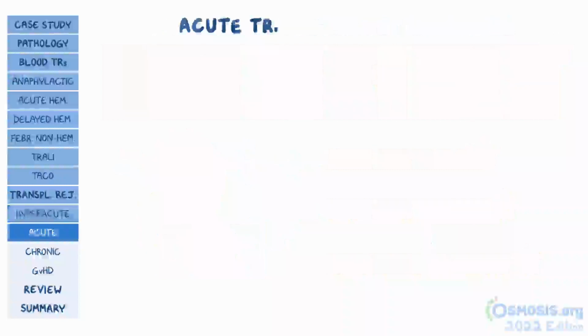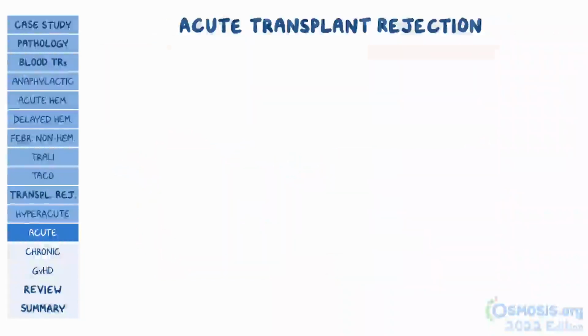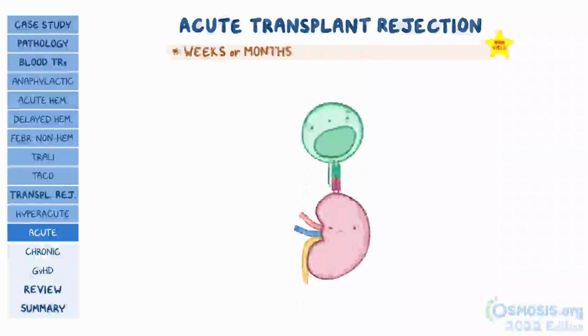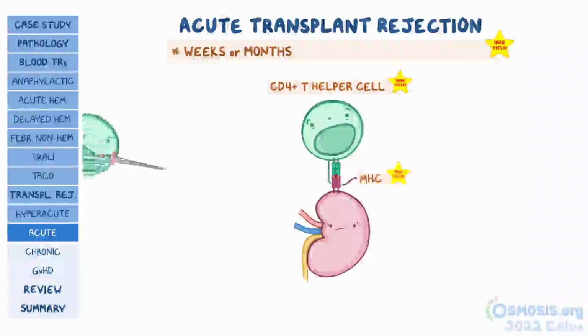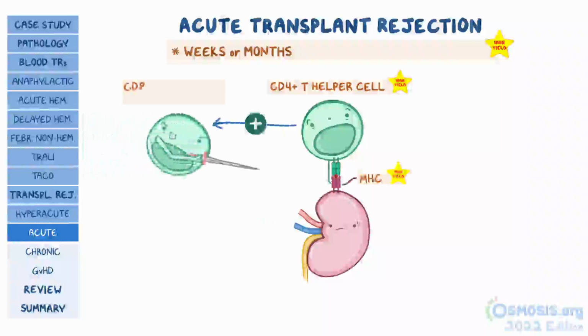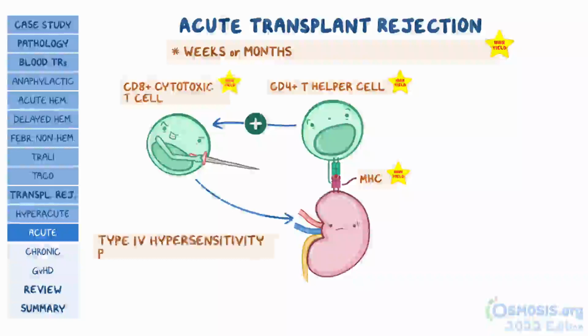Next is acute transplant rejection, which usually develops weeks or months after the transplant. This begins when the recipient's CD4 T helper cells directly recognize the major histocompatibility complexes, or MHCs, on the graft cells. The CD4 T helper cells in turn stimulate CD8 cytotoxic T cells to attack and destroy the graft's cells. So this is a type 4 hypersensitivity reaction.